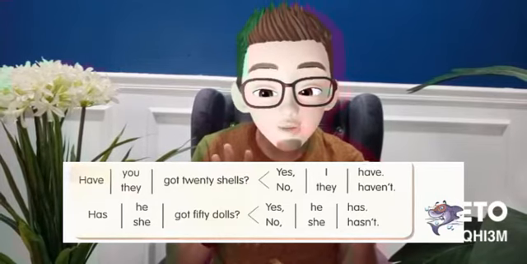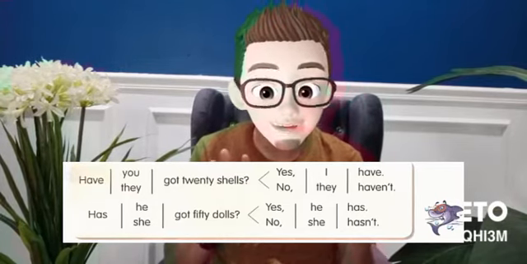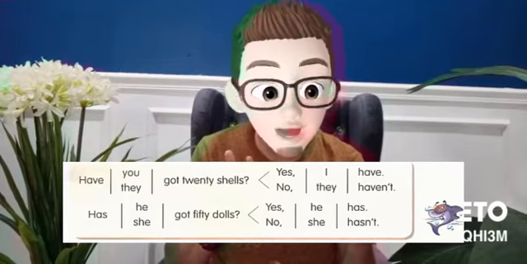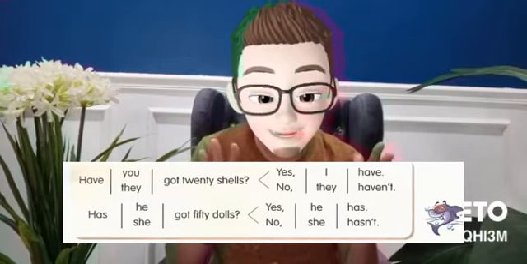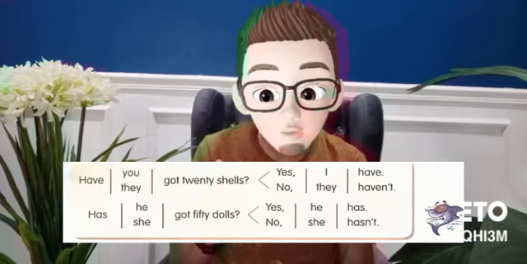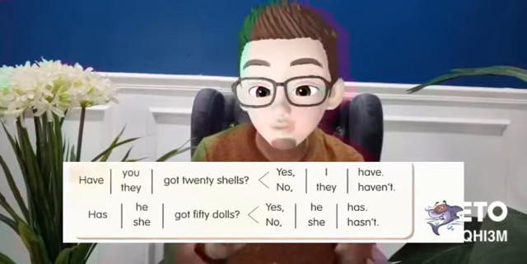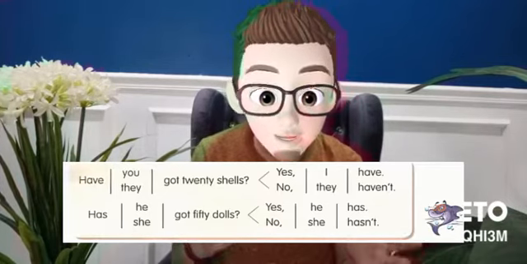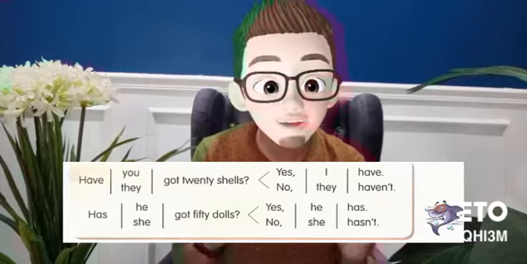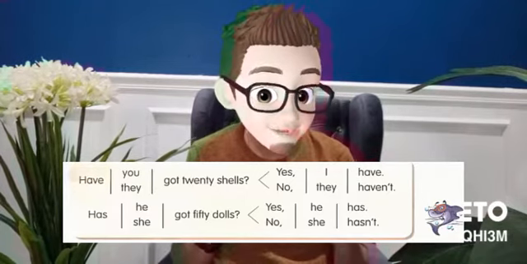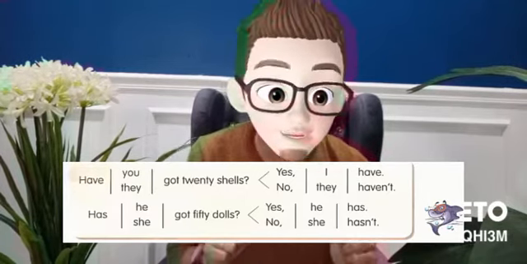And has he got 50 dolls? Yes, he has. No, he hasn't. So you've got 9 sentences now. And has she got 50 dolls? Yes, she has. No, she hasn't. So you've got 12 sentences altogether. I want you to write these into your exercise book. Can you do that? Very easy, right? You can do that exercise later, not now, because now you're going to continue with your next stage.